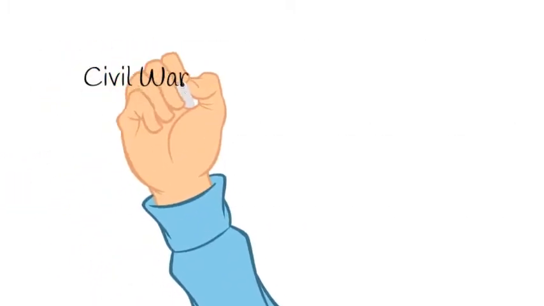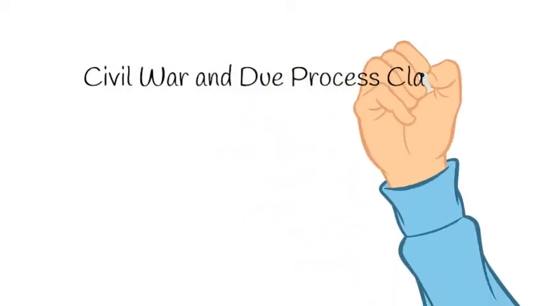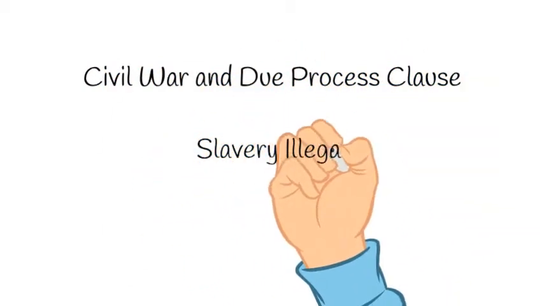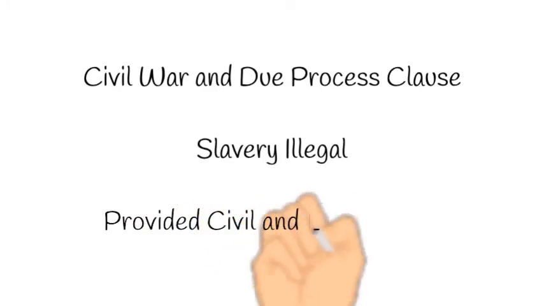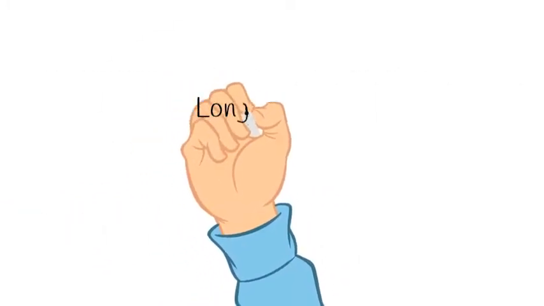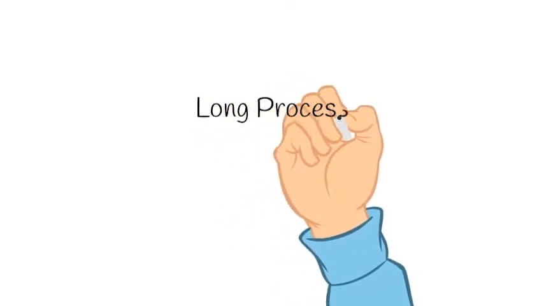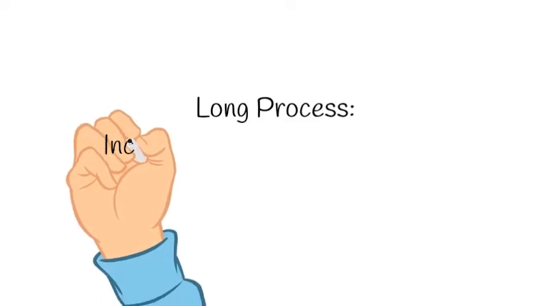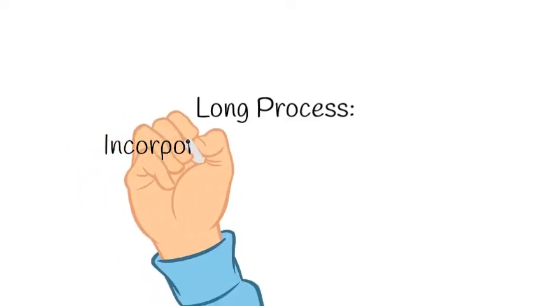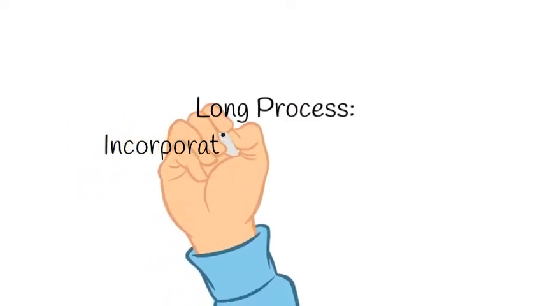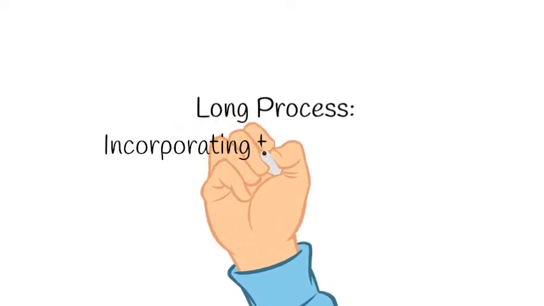The 14th Amendment was created after the Civil War when slavery became illegal. The amendment provided civil and legal rights to Black Americans. As cases made it to the Supreme Court, the justices began using the Due Process Clause to apply parts of the Bill of Rights to the cases they reviewed. This process is called incorporation and has often been controversial.